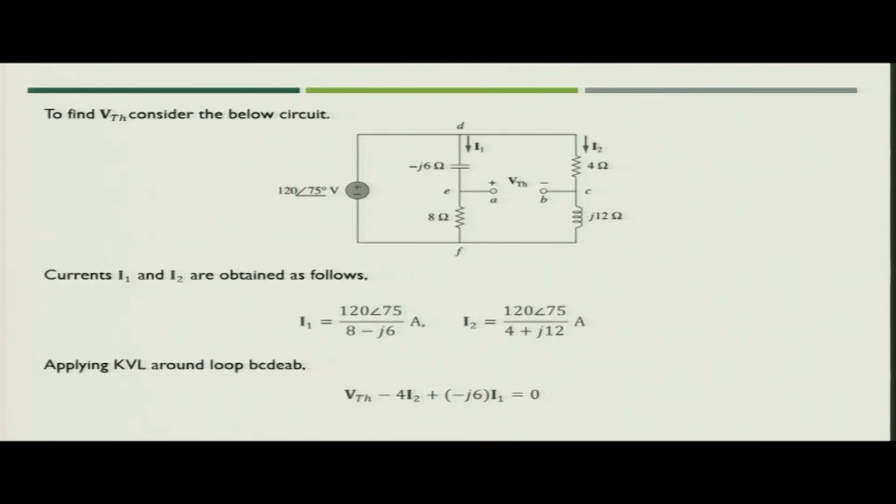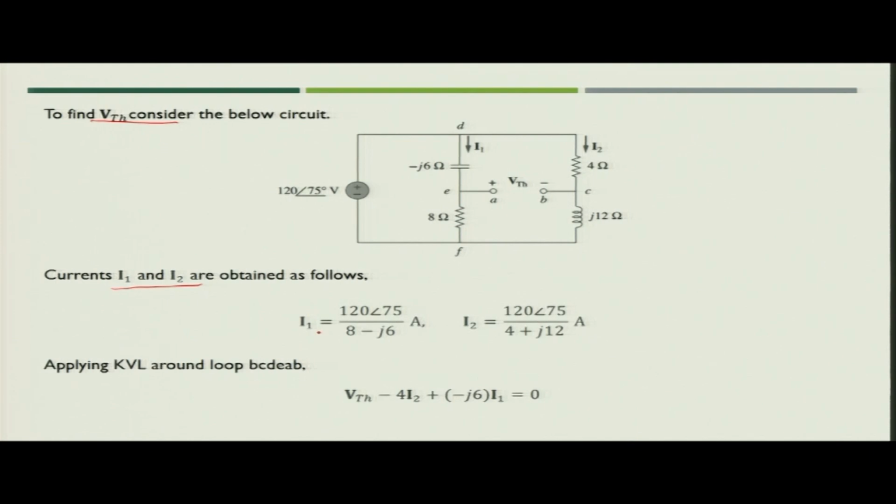Next task is to find out the Thevenin voltage. So, Thevenin voltage is nothing but the voltage across terminal A B. So, how to solve? We will first try to find out the currents I1 and I2. I1 is flowing in the DF segment, I2 is flowing in the right side of the segment.